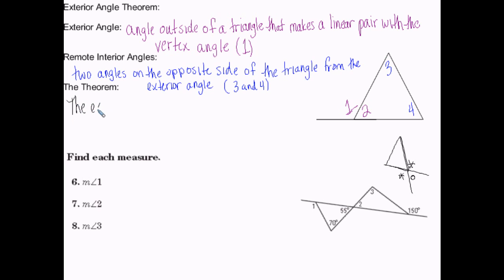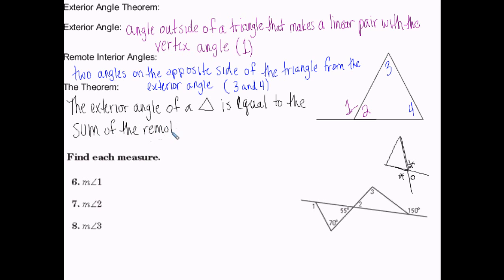the exterior angle of a triangle is equal to the sum of the remote interior angles. Okay, so in this instance, the example triangle, angle 1 would be equal to angle 3 plus angle 4.